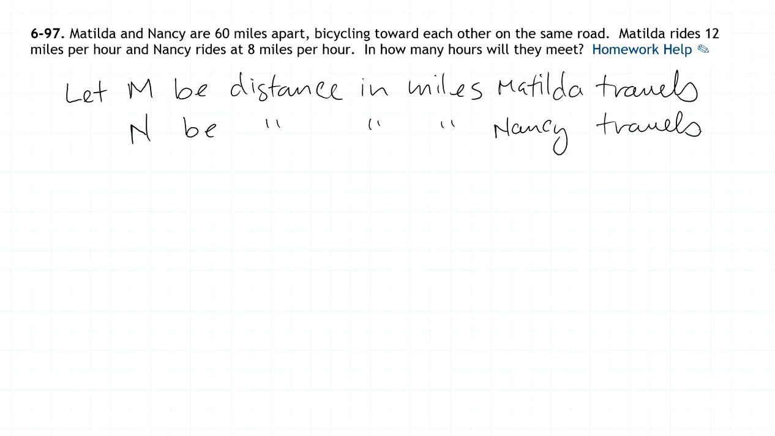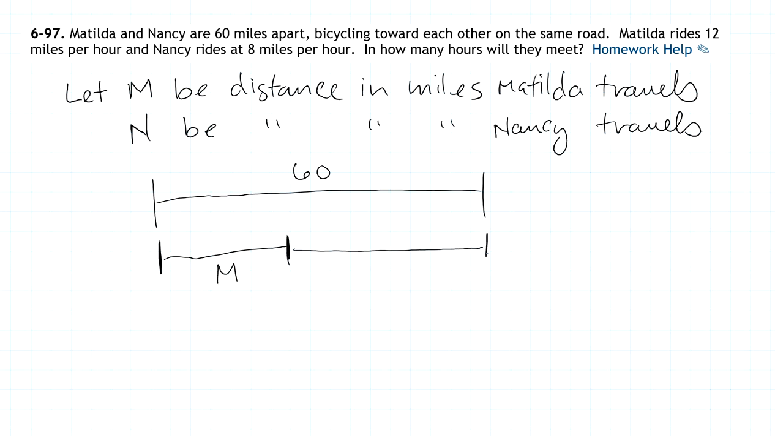And if I look at this, I'm told that they start out being 60 miles apart. This might be helpful. I don't know who travels further, but I think it's safe to say that the distance that Matilda travels plus the distance that Nancy travels has to add up to 60, because they're trying to close this 60-mile gap. One of them is going to travel some of it, the other is going to travel the rest of it. So I would say M plus N has to be 60.